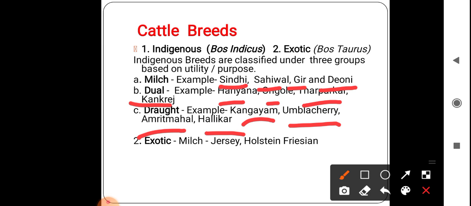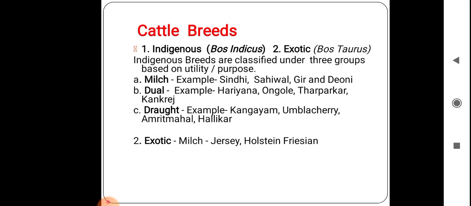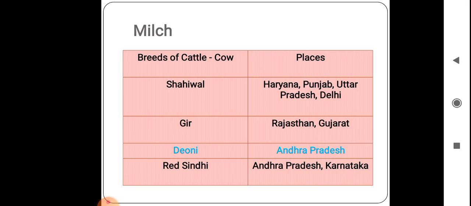Again, the exotic cattle breeds are Jersey and Holstein Friesian. So this is very much important. You must remember the names and categories, because the common question which can be asked is, name the milch animal, or the particular breed belongs to which category, whether it is milch animal, dual animal, or draught animal. So this is very much important.